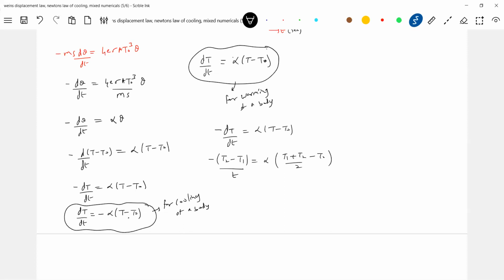Okay, this will become a negative sign if I put it as initial minus final, then average temperature difference. This is applicable only when the temperature difference is of the order of a few tens, not a few hundreds or few thousands, because of the approximation we have done. So this is called Newton's law of cooling formula. Alpha depends on what? Material, like we already know. 4 e sigma A T naught cubed by m s.